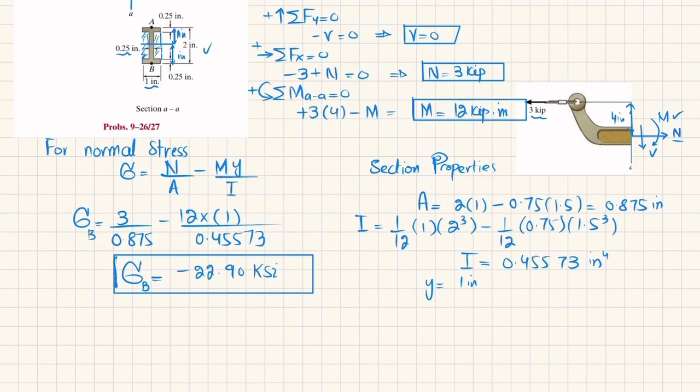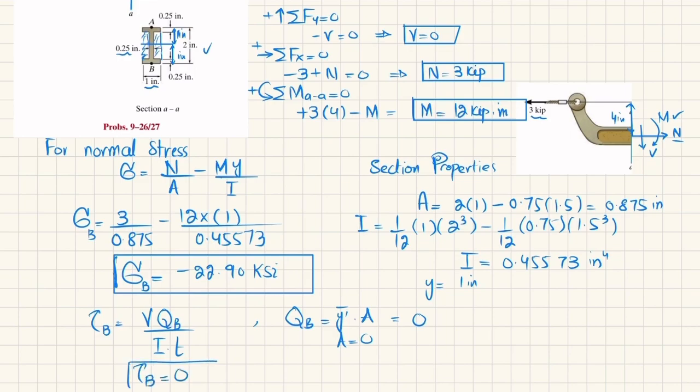Clear? And what about shear stress? So we know that shearing stress at point B is equal to V into Q_B divided by I into t. So this is point B. Clear? About point B there is no area. We know that Q_B is equal to y-bar into A. So area A is equal to 0 because there is no area above B. So Q_B is equal to 0. It means that shearing stress at point B will be equal to 0.